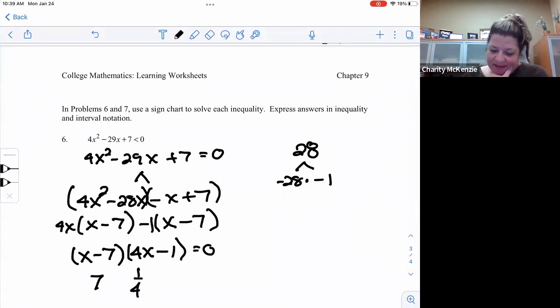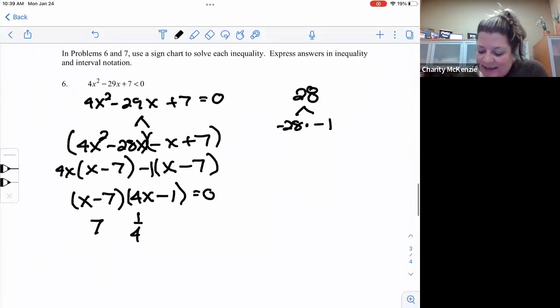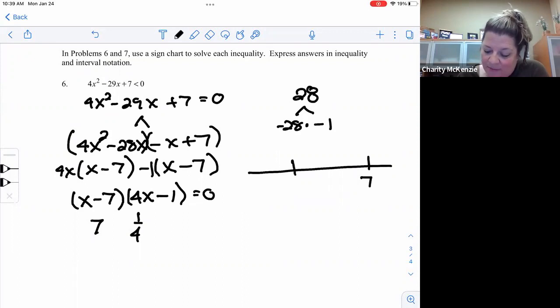Yuck. So what I have to do now is a sign chart, which has 7, which is way over here, and 1/4, or 0.25. And then I still have to put in values and see if it's a yes or a no from here, here, and here.